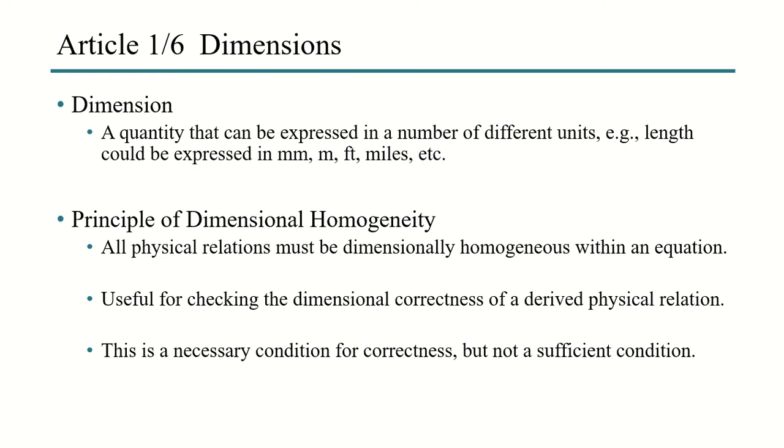Now for the dimensions. A dimension is a quantity that can be expressed in a number of different units. For example, length could be expressed in terms of millimeter, mm, or meter, m, feet or foot, ft, miles, mi, etc. The principle of dimensional homogeneity: all physical relations must be dimensionally homogeneous within an equation. This is useful for checking the dimensional correctness of a derived physical relation. It is a necessary condition for correctness, but not a sufficient condition.